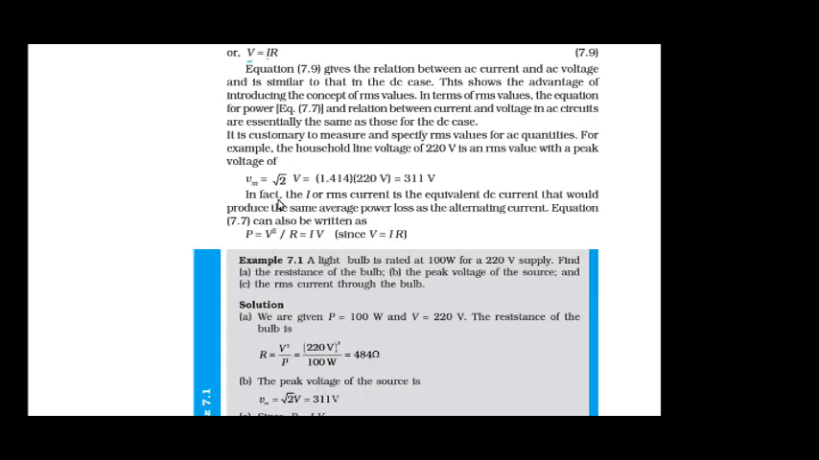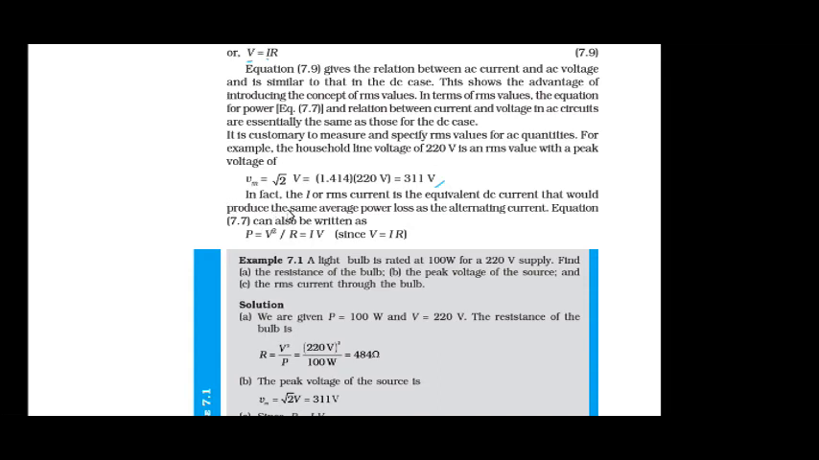So for a household voltage, that is 220 volt, if we want to find out Vm, then Vm is equal to root 2 into V, and instead of V we'll put 220 volt, and instead of root 2 we'll put the value 1.414, and we get 311 volt, the value of Vm.